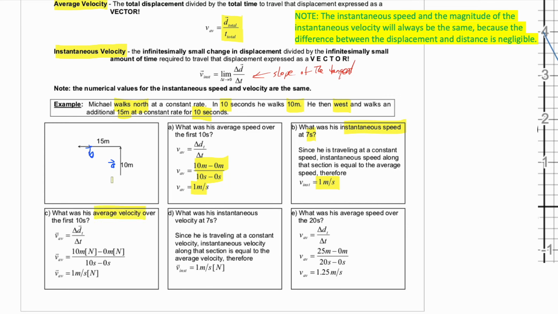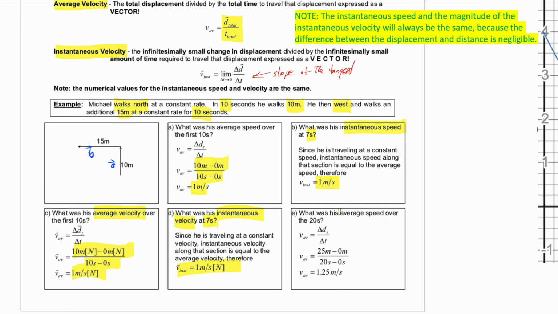Well, no surprise, because we're going in a straight line, the average velocity is the change in position over the change in time. So that's 1 meter per second north. Same as the average speed in this case, because again, in the first section, we were traveling at a constant rate in a straight line. So average velocity, average speed, same deal. Instantaneous velocity is going to be the same as the instantaneous speed, just it has a direction.